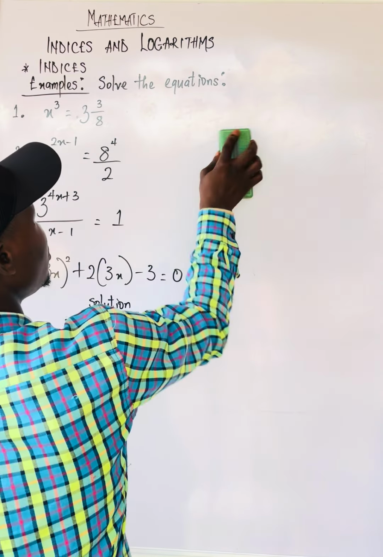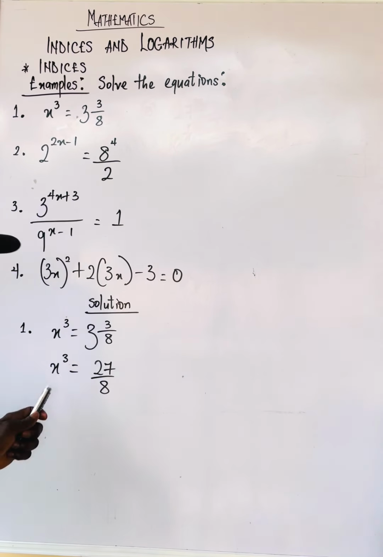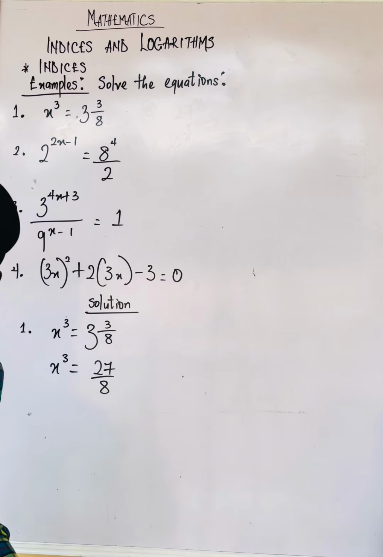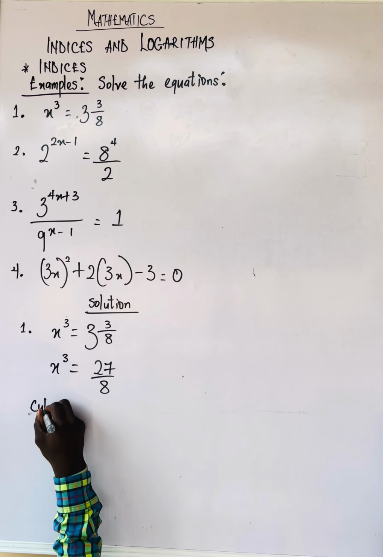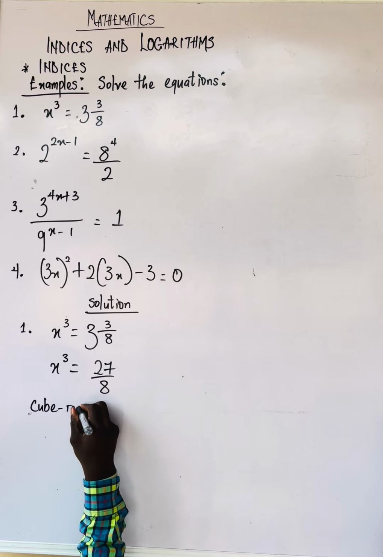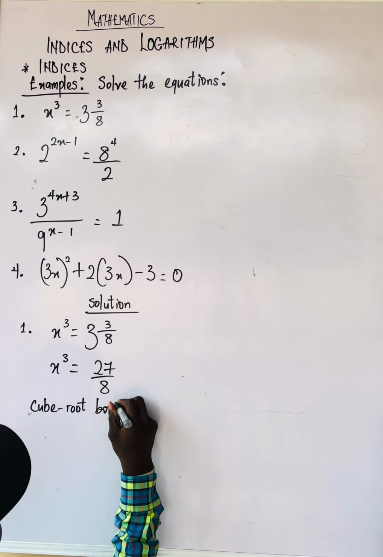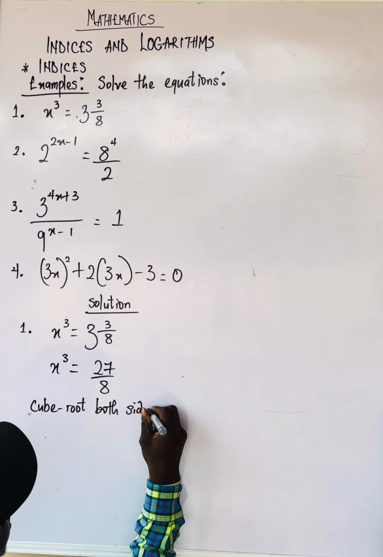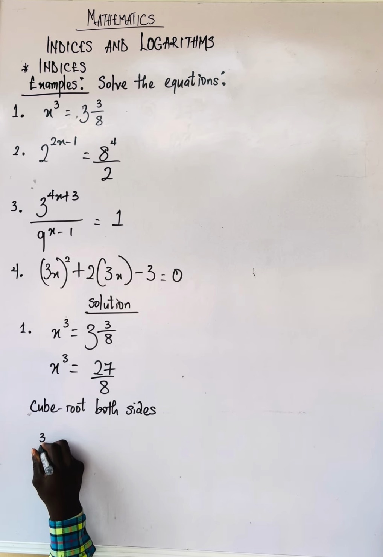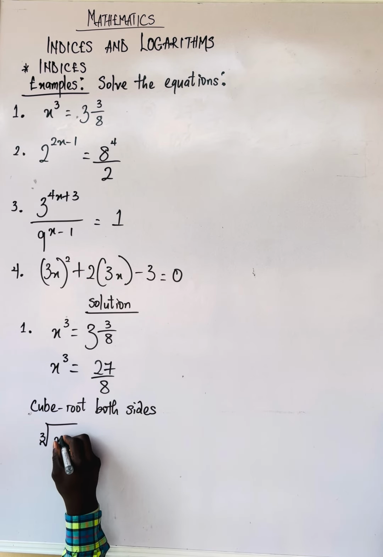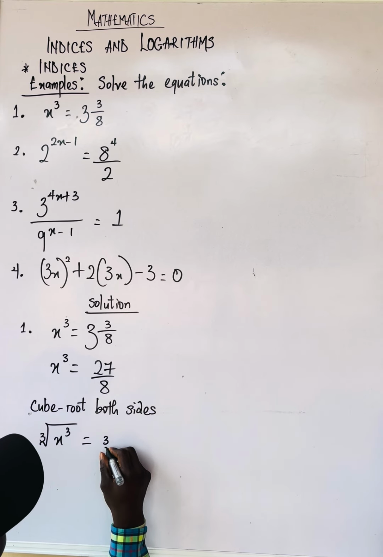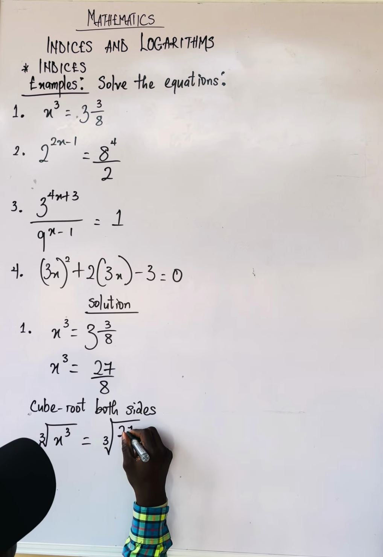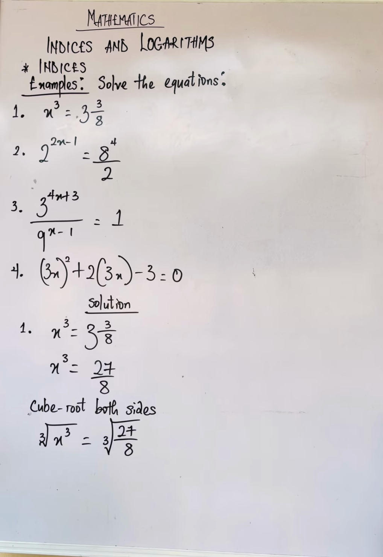Now, coming back to our question. So how to remove cube? We cube root both sides. So let's cube root both sides. Now when we cube root both sides, what are we going to have? That will be cube root of x cube, then cube root of 27 over 8. All right. So now let's not cancel yet.